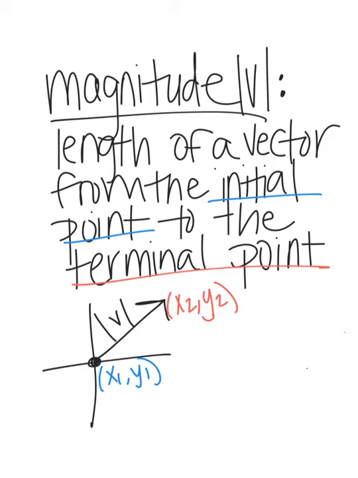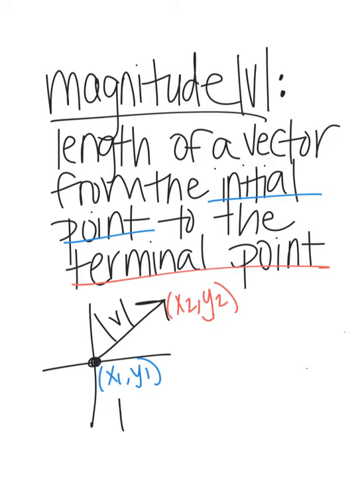You know, if you're driving somewhere, you wouldn't say go negative 10 miles south. You would just say go 10 miles south. So whenever we're talking about length, we always want to keep it positive. And in order to find the length of the magnitude, you can actually just use the distance formula.